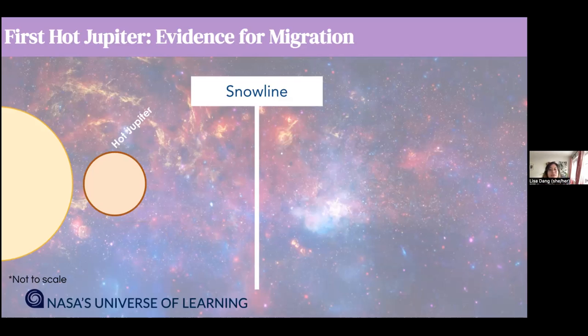And so even though our solar system doesn't have any of these hot Jupiters, they're still one of the best studied exoplanets, and I'll talk a bit about this later. And one of the reasons for this is that they're the easiest planets to observe. And so this is why this particular type of planet was also first discovered.